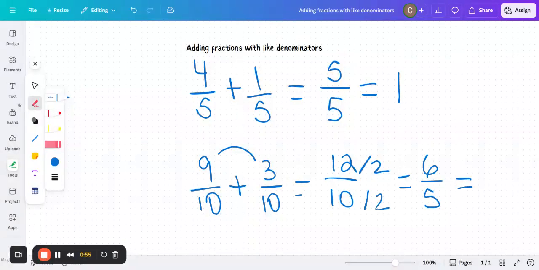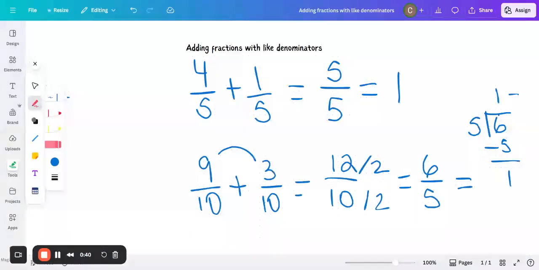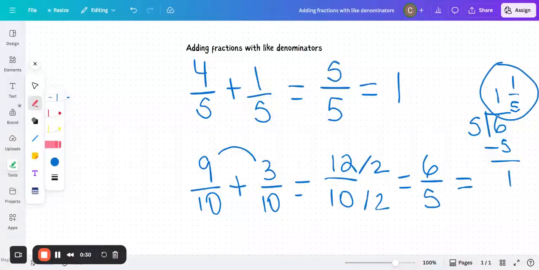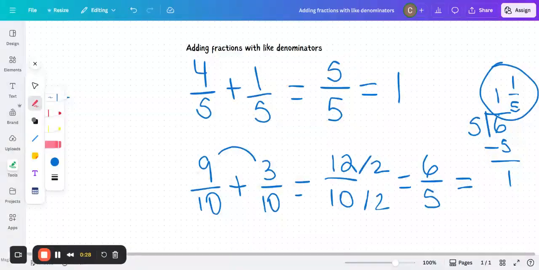So I can set it up like this. 5 goes into 6 one time. 1 times 5 is 5. I subtract. Put your fraction bar next to your whole item. Remember, your denominator always stays the same, and your remainder is going to be your numerator. And so my simplified final answer for this one is going to be 1 1/5.